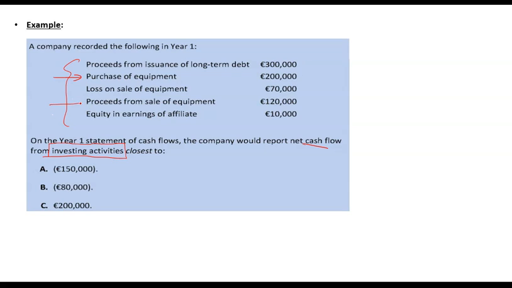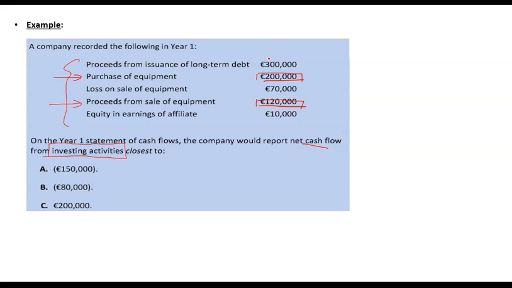Proceeds from sale of equipment. Any other items? Okay, so purchase of equipment and proceeds from sale of equipment, these two relate to investing activities. And why not loss on sale of equipment? Because loss is not a cash flow. Loss will be recorded on the income statement, but it is not a cash flow. Cash flow is the actual cash in or cash out.